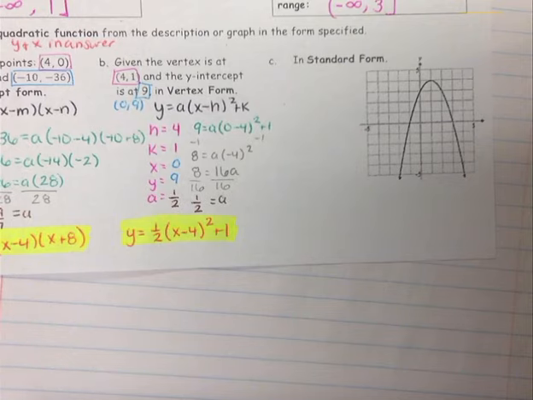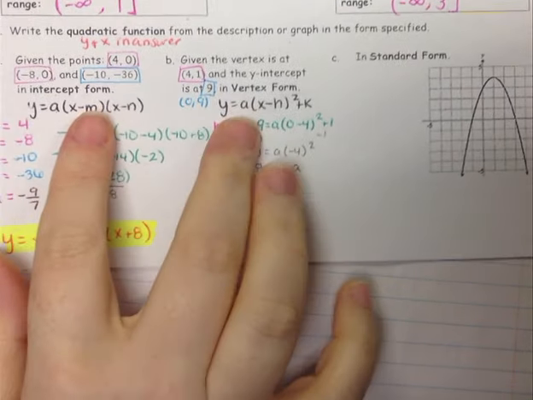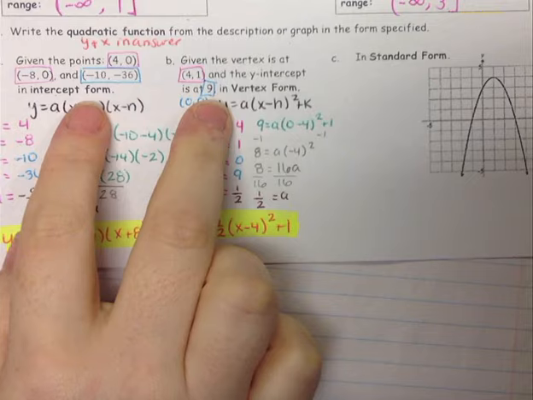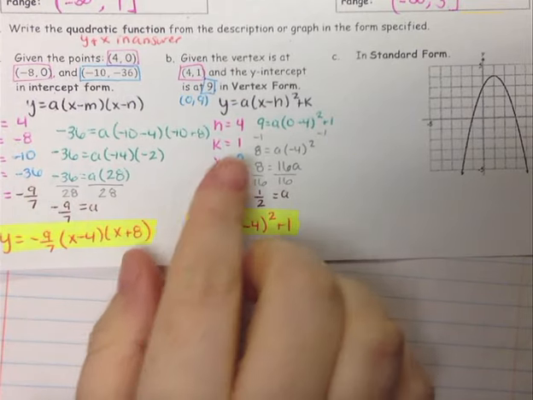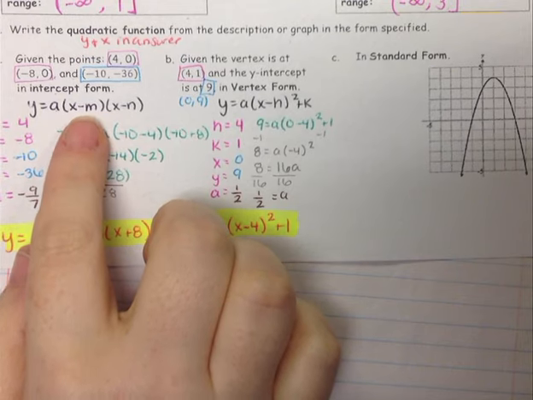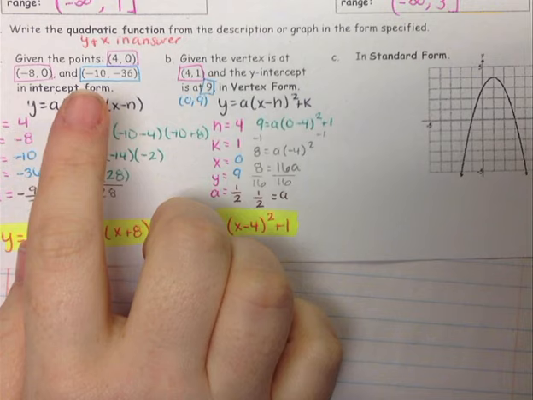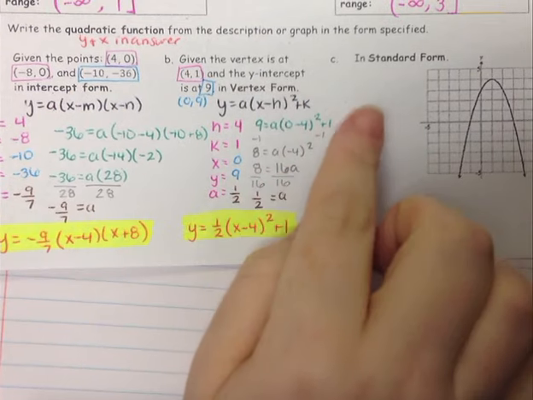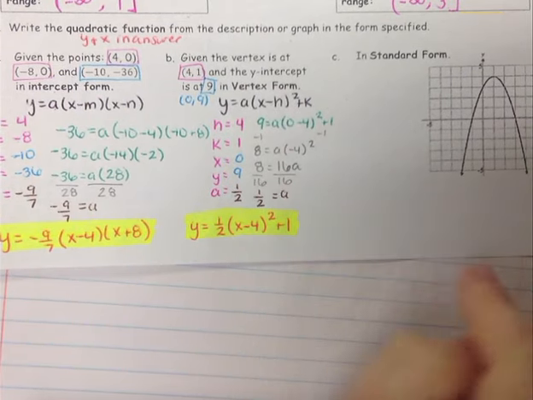If you have to put it into standard form, you can only put it into intercept form or vertex form first, then you would distribute. A lot of times, distributing is easier if you're using intercept form. So let's go with our x-intercepts first. So let's put it in intercept form first and then into standard form by distributing.